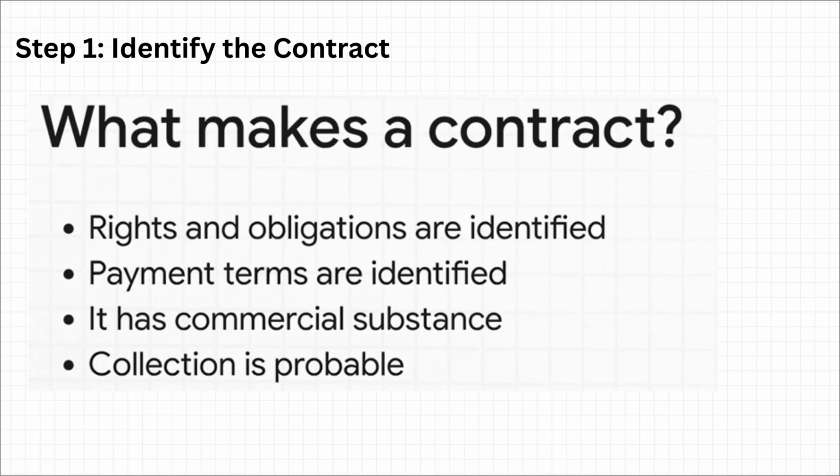For an agreement to count as a contract under IFRS 15, 5 conditions must be met. Both parties approve it. Each party's rights and obligations are clear. Payment terms are spelled out. The deal has commercial substance, meaning it changes cash flows. It's probable you'll actually collect the money. If even one of these is missing, you don't have a valid contract under IFRS 15.